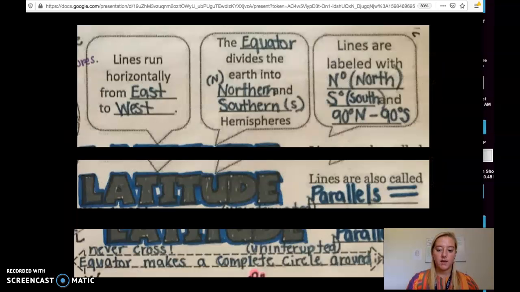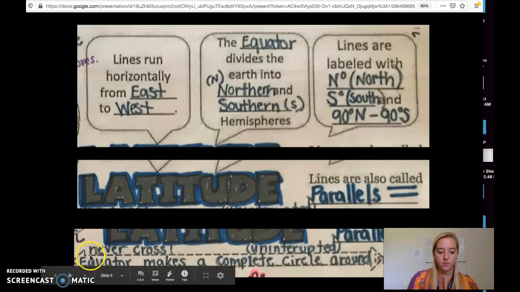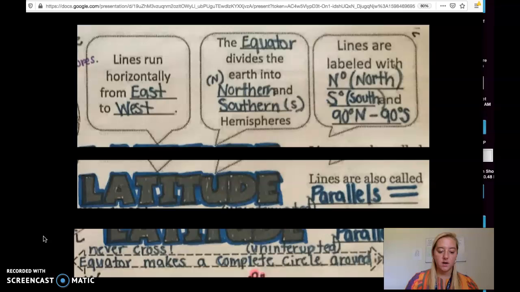We're going to start with latitude today. So latitude are lines that are also called parallels because they run parallel on the globe like this. They never cross. That's what our notes at the bottom say right there. So they never cross. Our equator makes a complete circle around the Earth.